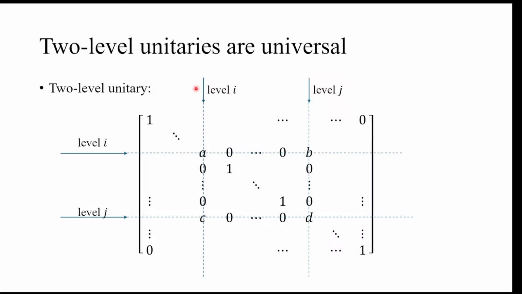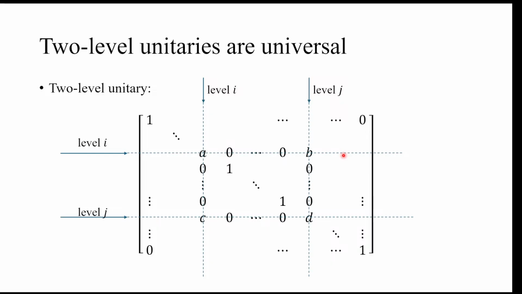So you have this i coordinate here and this j coordinate here, and on those dimensions it's not the 1001 identity. It's actually a unitary, A B C D. That's a two-level unitary. So you have arbitrary A B C D here, and everywhere else it's diagonal with 1 and 0 elsewhere. On other places it's basically the identity matrix, and only on those two levels is it an arbitrary unitary A B C D.